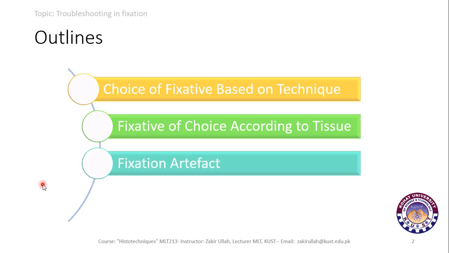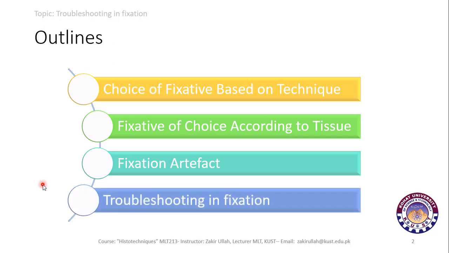Third, we will discuss the artifacts, the different types of artifacts during the process of fixation. And in the last, we will discuss troubleshooting in fixation: what the problems are, what the causes are, and how these problems, these errors, can be removed if they occur during the process of fixation.